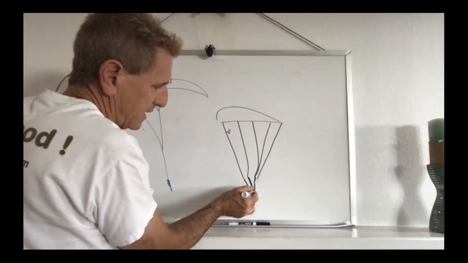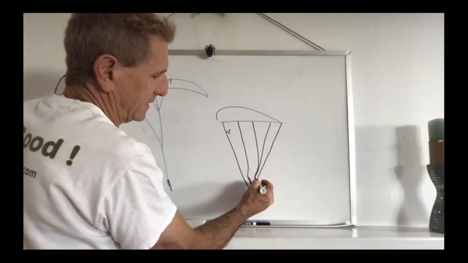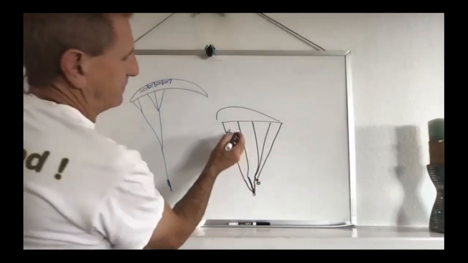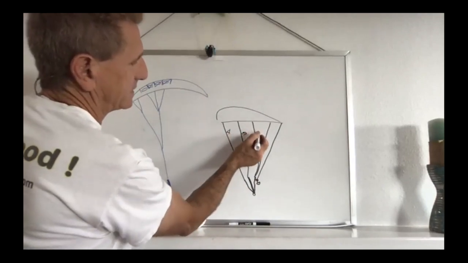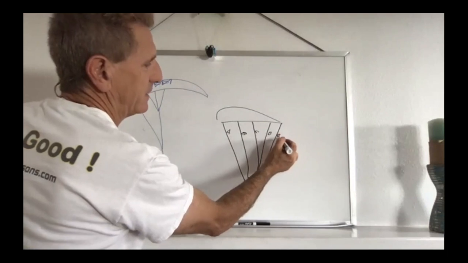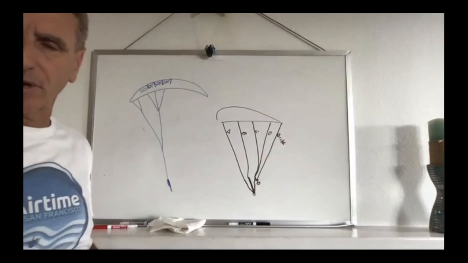Sorry, this is a hard angle to draw at. And then a little tab, a pulley, and then you got your brake handle, okay? So when we are flying, this is the B lines, this is the C, this is the D, and this is the brake lines. Everyone good with that? You guys can see that okay?